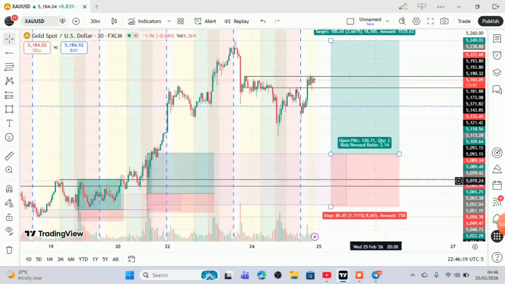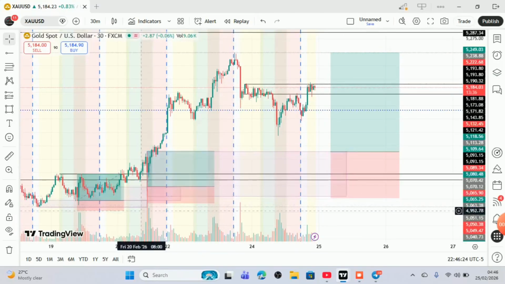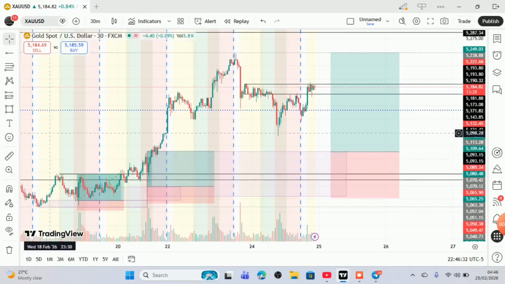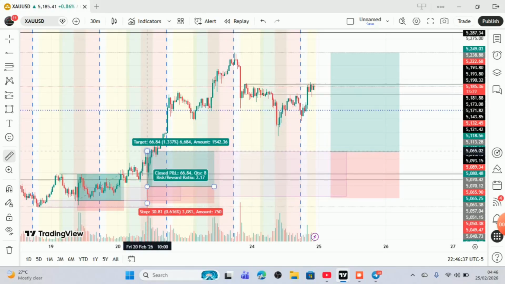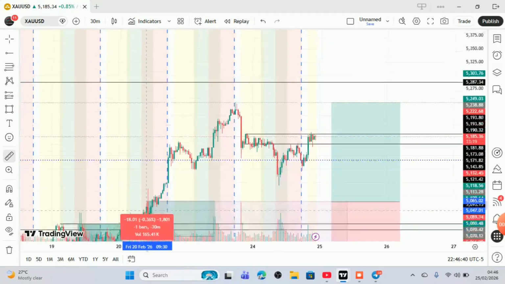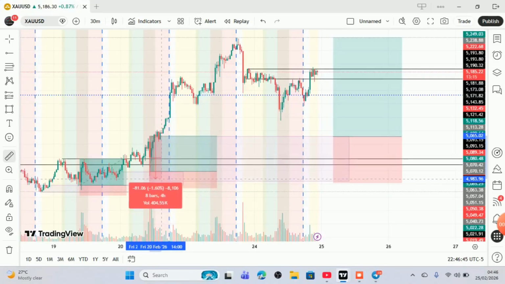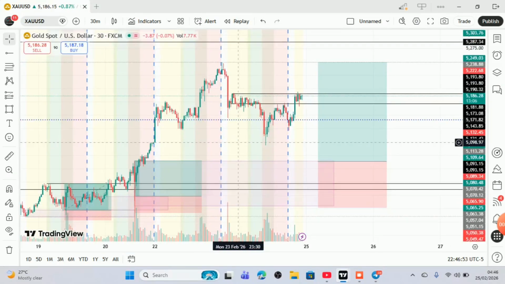But as you can see, this is going to be a high risk trade because the candle that formed the order block here is a very, very big candle. Let's check the pips. That is over 700 pips. Do you understand? But let's just see how it goes.